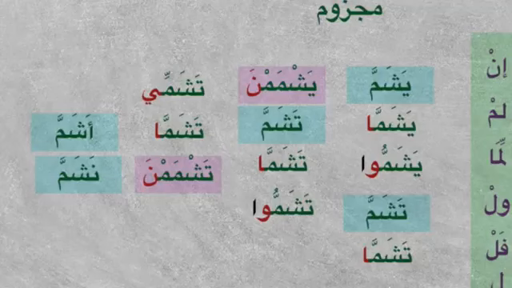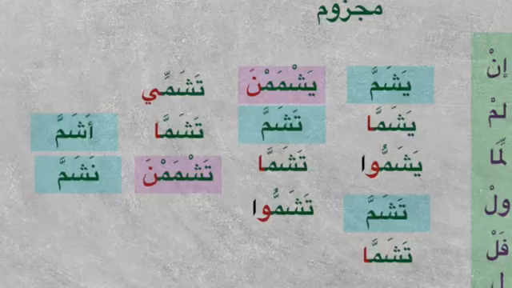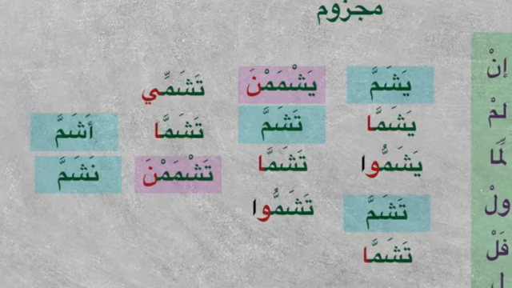It's only where the fa'il is mustatir that the marfu, mansoob and majzoom forms keep changing. That's why each vowel sign, each haraka, is worth its weight in gold. You cannot ignore it. It is very important, inshallah. So yashamma, five in your pocket: tashamma, tashamma, ashamma, nashamma. That is the majzoom form. So we know there is a sukoon muqaddar.